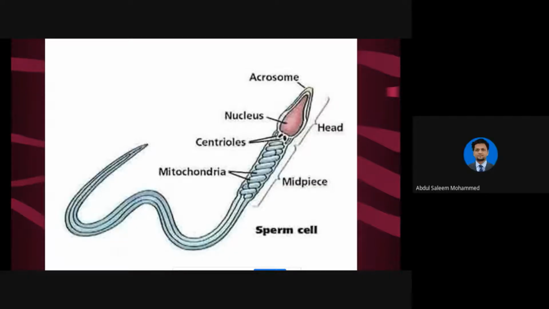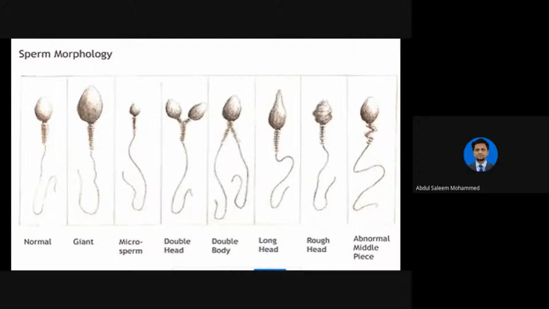I'm sharing the screen with a well-labeled diagram of sperm. Next, here we have the abnormalities in the sperms. Right over here, the normal sperm, how the structure is. And then from there onwards, the structure keeps on changing.